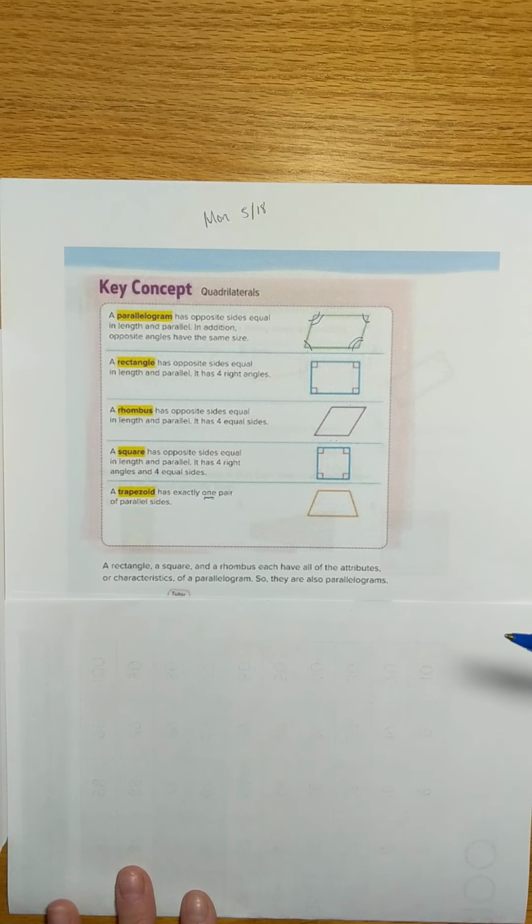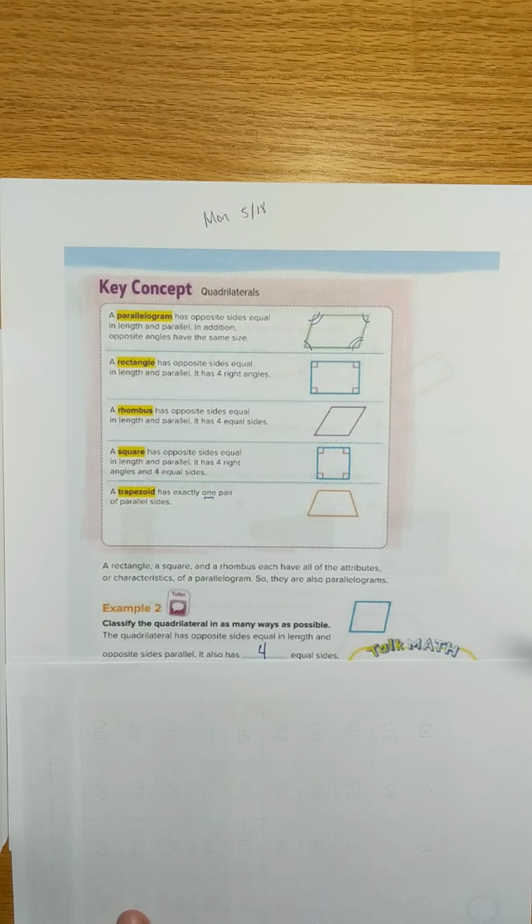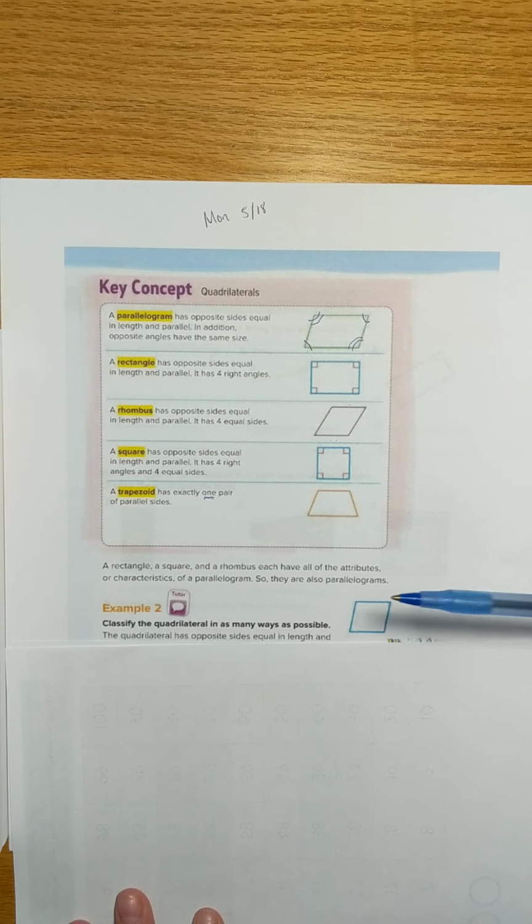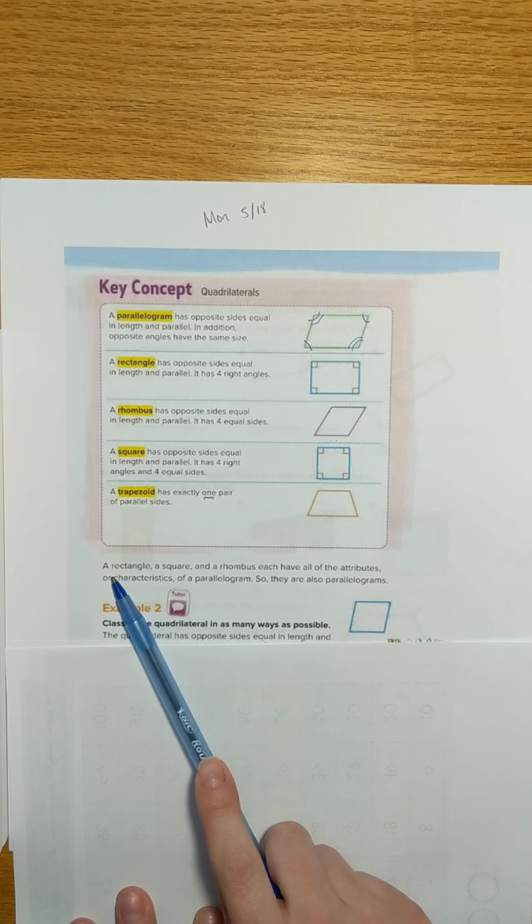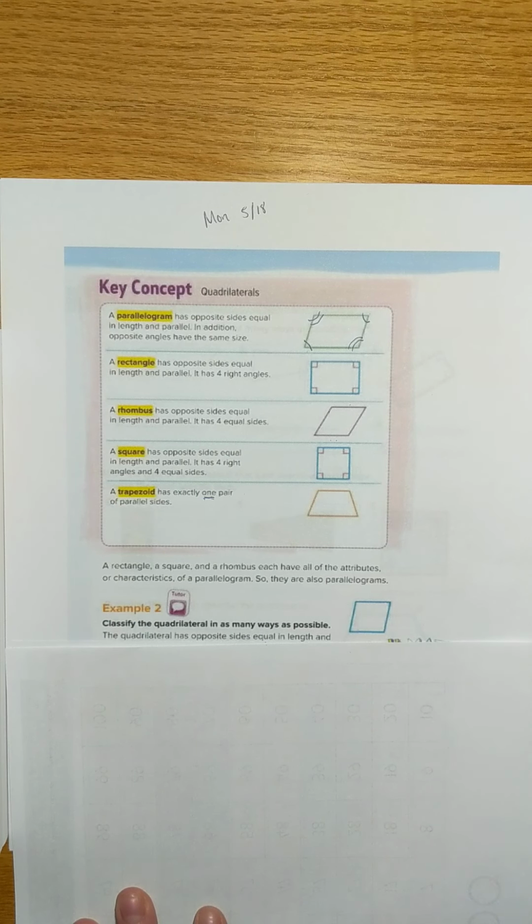So we'll go down to example number 2. Also, there's a note here. It says a rectangle, a square, and a rhombus each have all of the attributes or characteristics of a parallelogram. So they are also parallelograms. So if they have parallel sides, they are considered parallelograms.